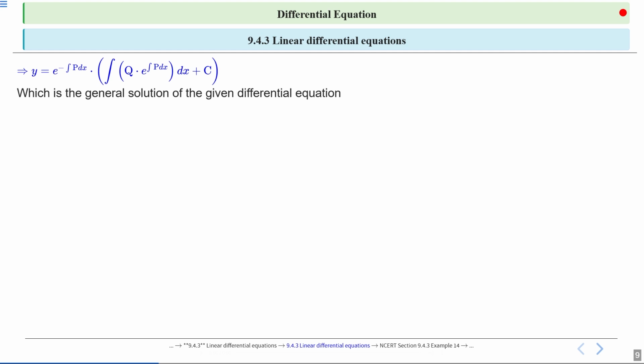So to find the solution of a linear differential equation, at first write it in the standard form, that is dy/dx plus p y is equal to q. Then we have to calculate the integrating factor, and that integrating factor is given by e to the power integration of p dx. And when we have the integrating factor, we just apply this formula, that is y is equal to e to the power minus integral of p dx into the integration of q into e to the power integration of p dx plus c, to find the general solution of the given differential equation.